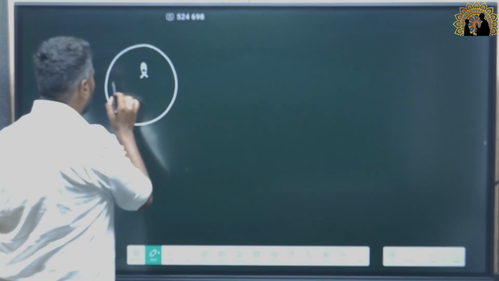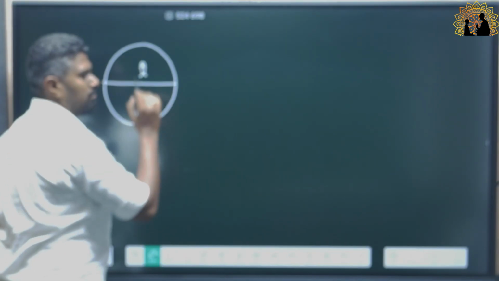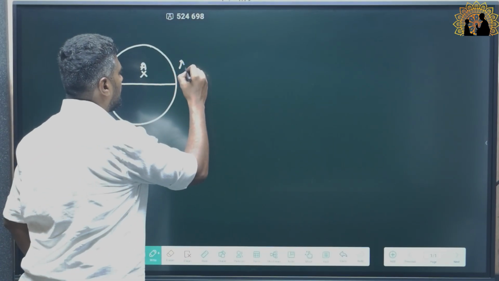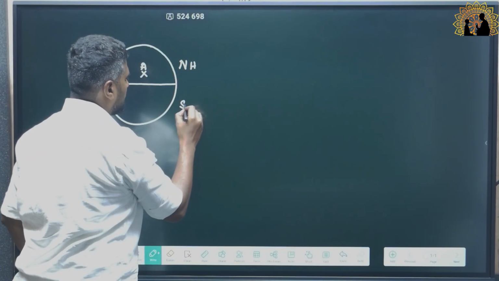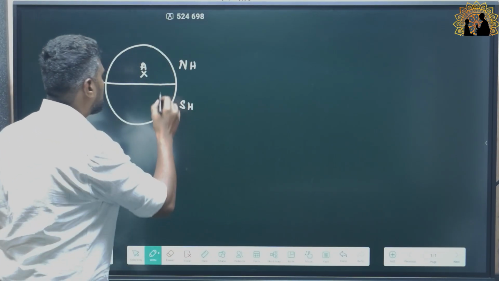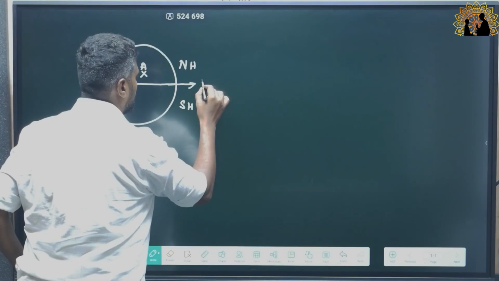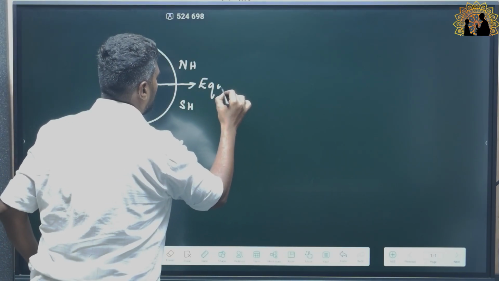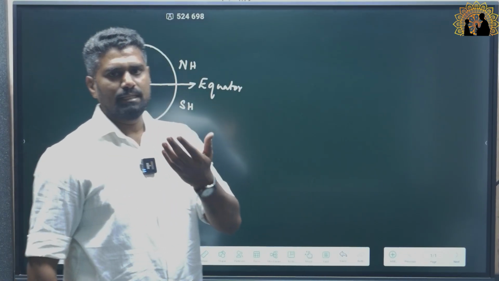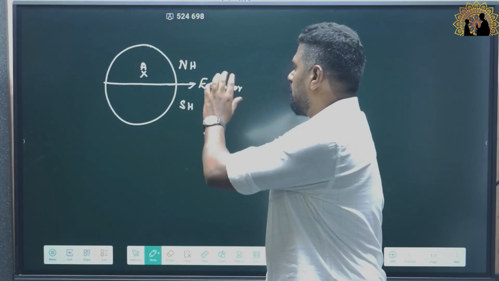For that, we divide the earth into two hemispheres by drawing a line at the center, making a northern hemisphere and a southern hemisphere. When we draw this line, we call this line the equator. Now it is very easy for us to tell that location A is in the northern hemisphere.